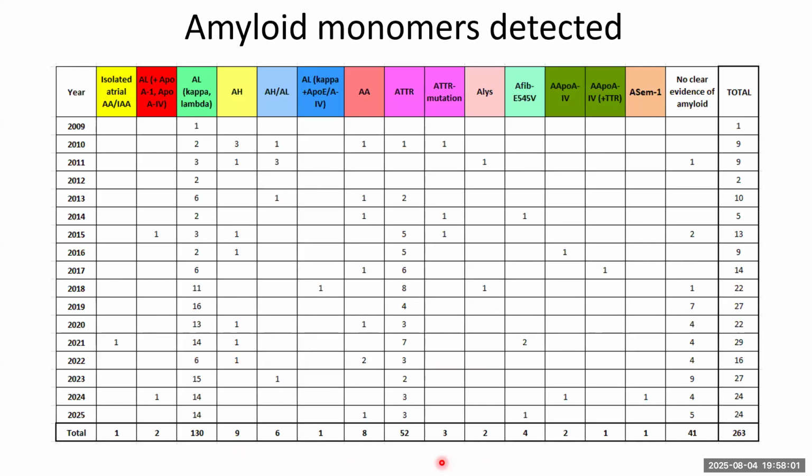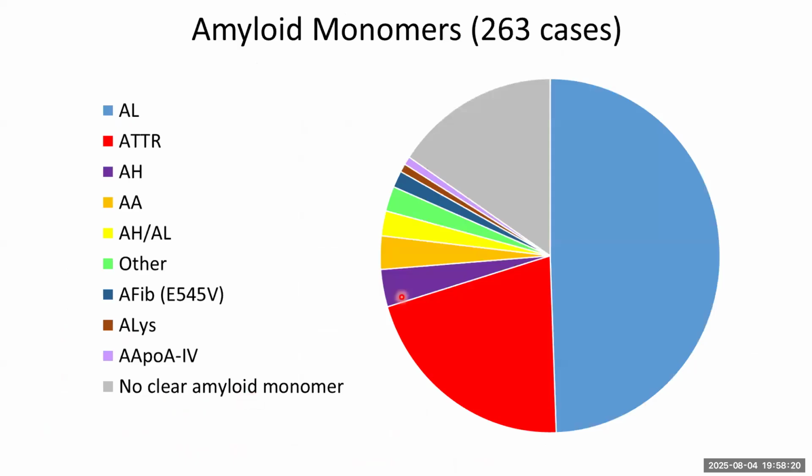This table, kindly put together by our colleague, shows the array of monomers that we've picked up over the years since we started this. You can see it's dominated by the light chains and the ATTR, but there's been a few other unusual ones. There's the ANP one that we just mentioned. In graphical form, half of them are probably light chain, a good chunk ATTR, and then a slew of other little things. There's been about four, I think, of the AFib, and an unusual ApoA4.